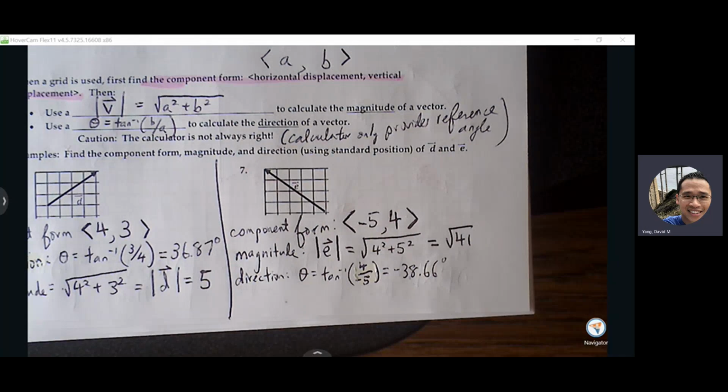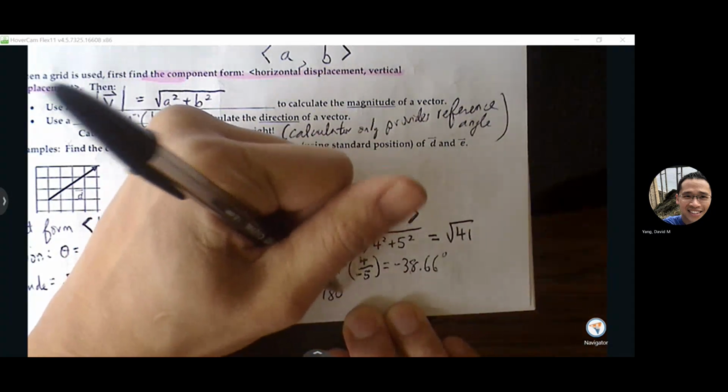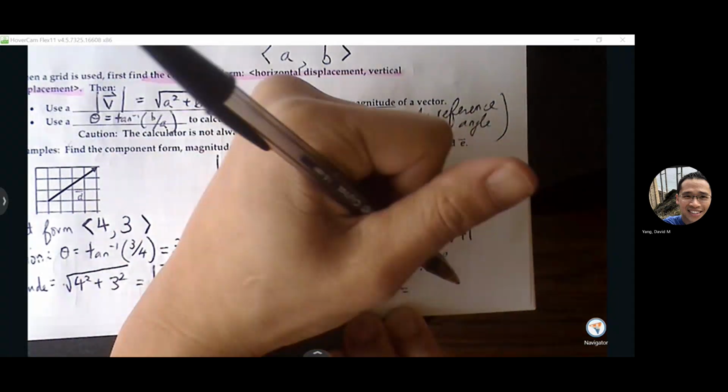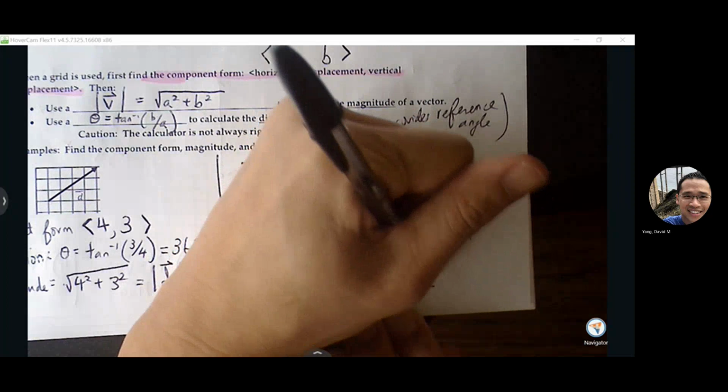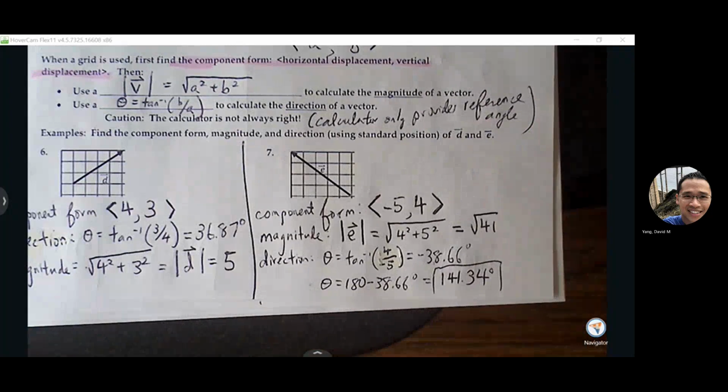Make sure you never touch 90 or 270. I see some students wanting to subtract or add from 270 or 90, but your reference angle is always working from the x-axis. Okay, any questions here?